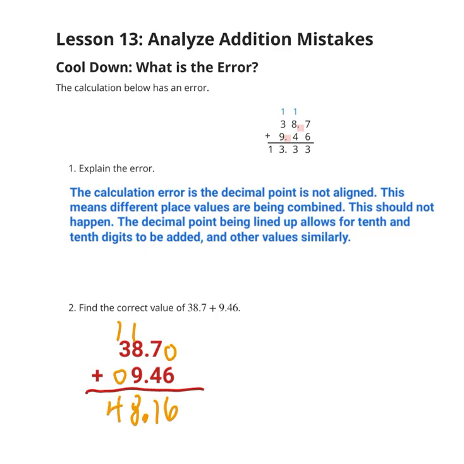So now I have combined place values that should have been combined because they're the same place values, and I've gotten a very different answer. My answer, the correct answer to this question, is 48 and 16 hundredths.